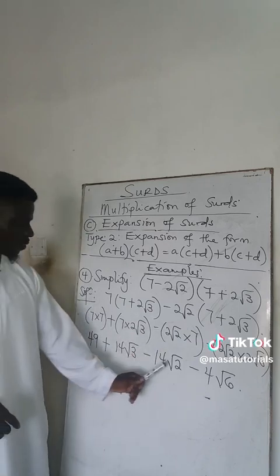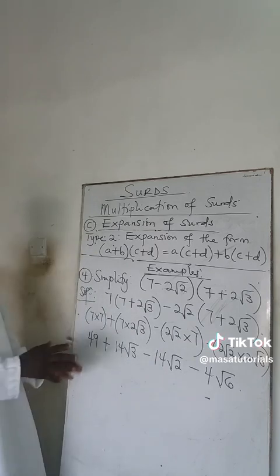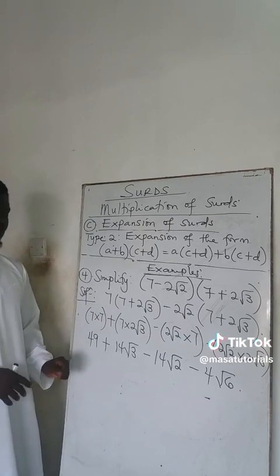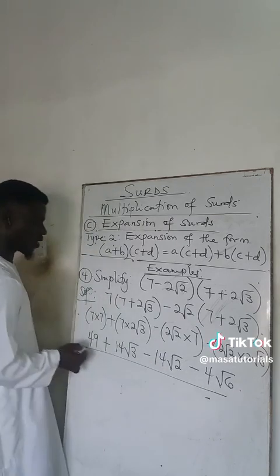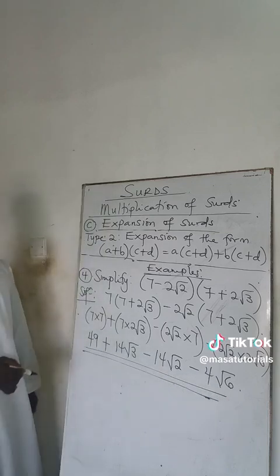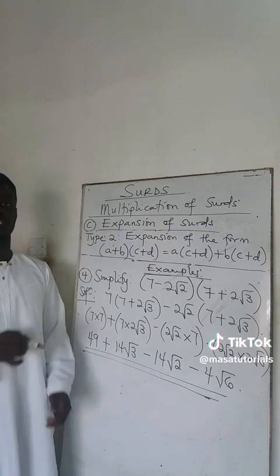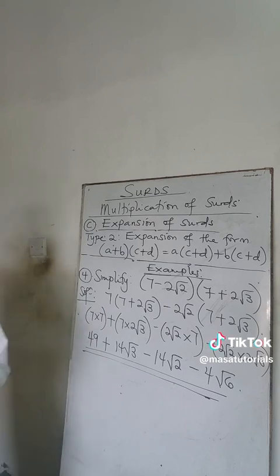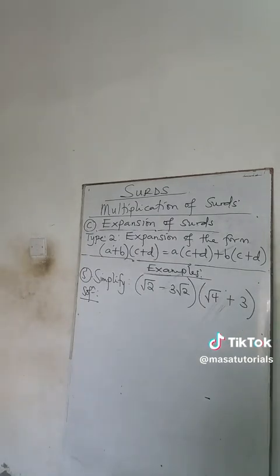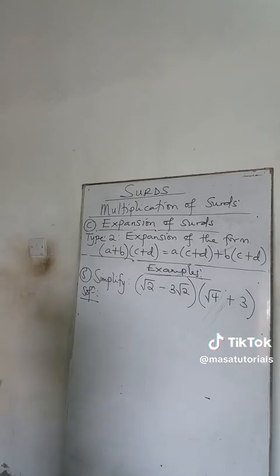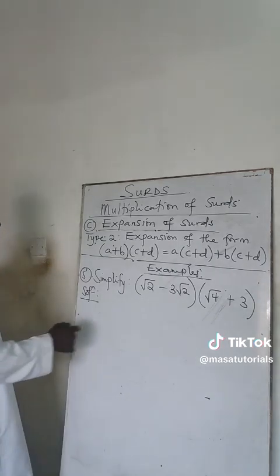This one is square root of 3, square root of 2, square root of 6, which means there is no like term here. So here we have unlike sets, and that will be the final answer. Let's see our last example. Alright, you can pause the video and solve the question on your own.